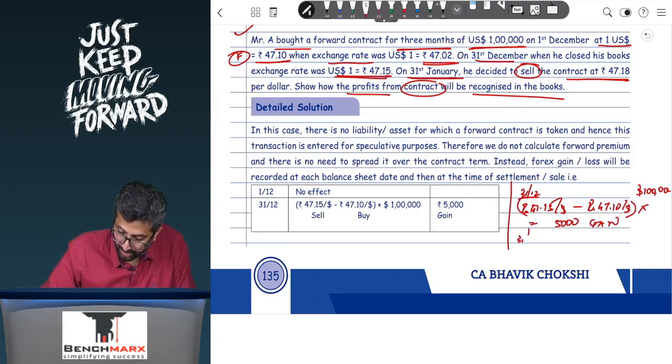When I come by 31st January, I will sell this and get 47.18, something which in my books I said was worth 47.15, and hence into $1 lakh. The extra 3,000 I will record as a gain in the next year.